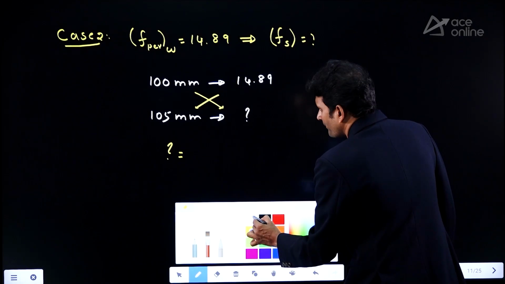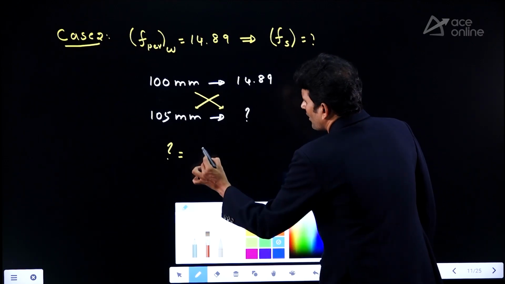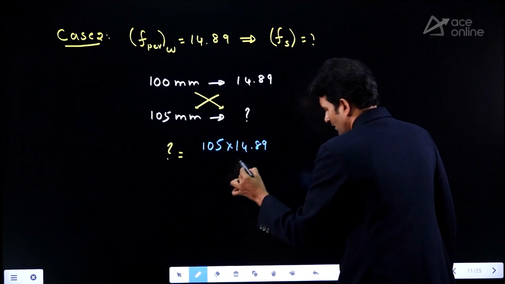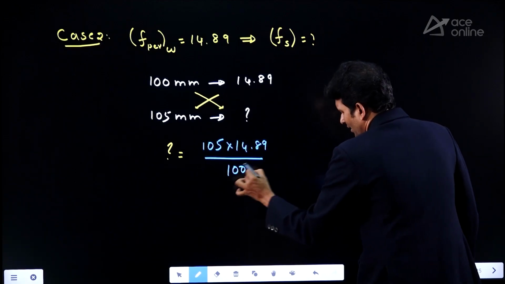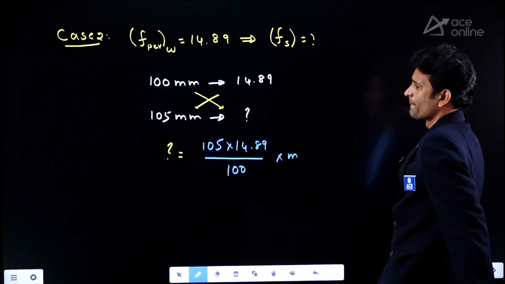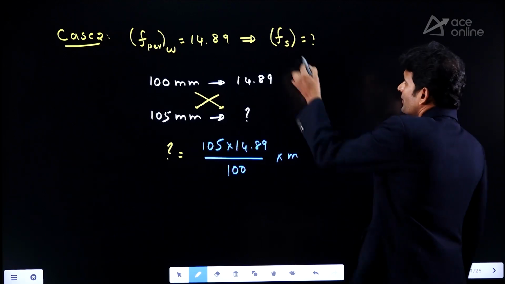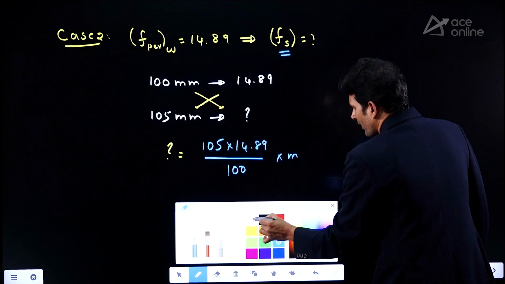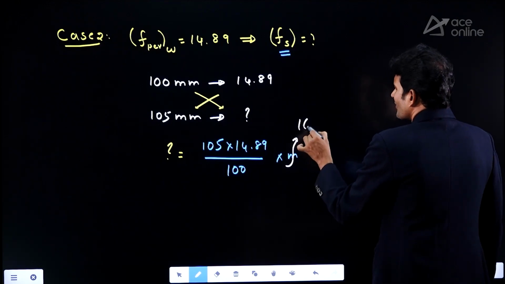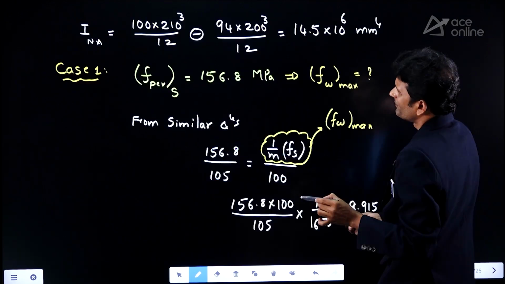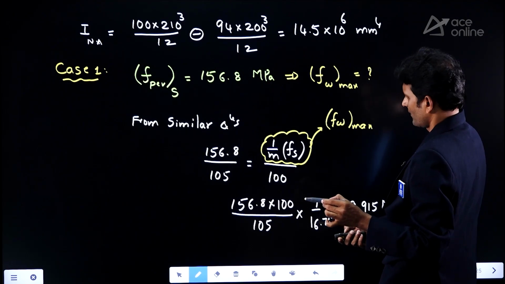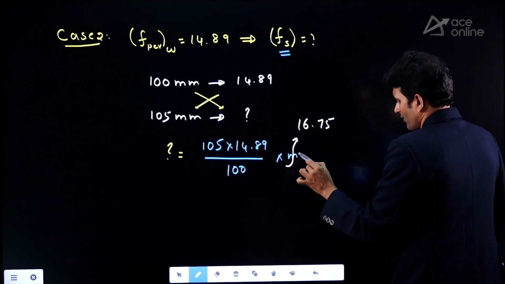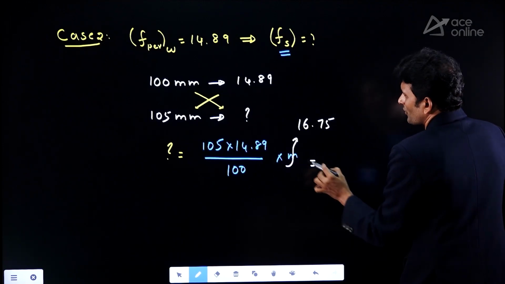So, 105 into 14.89 divided by 100 into m. That stress I am taking in terms of steel, not in terms of the wooden part, as we know. Now, if I simplify, what m value are we having? The m value is given as 16.75. If I simplify, how much stress are we observing?